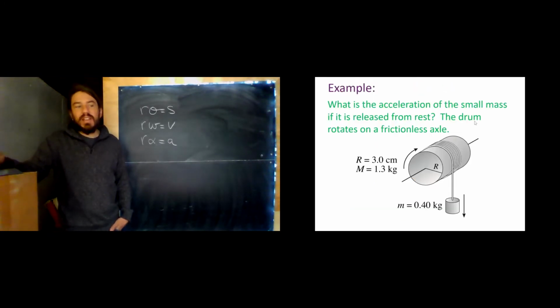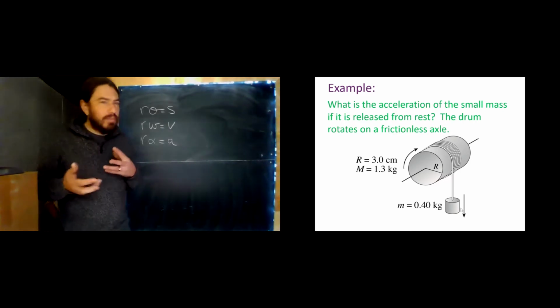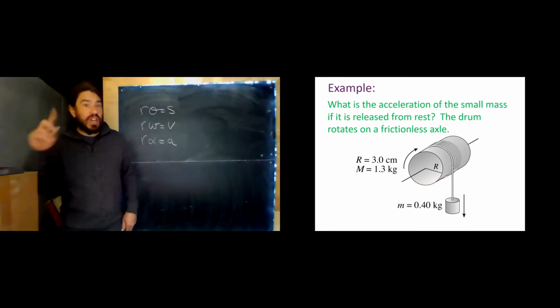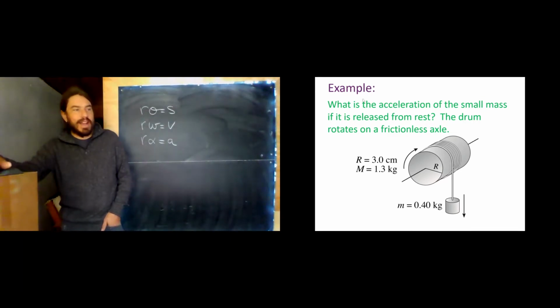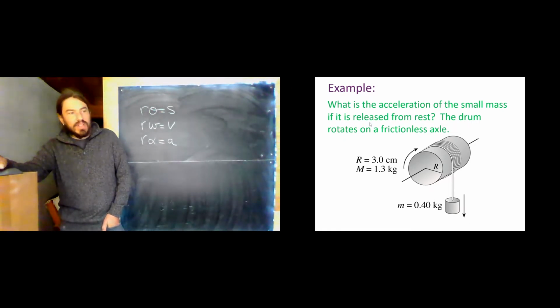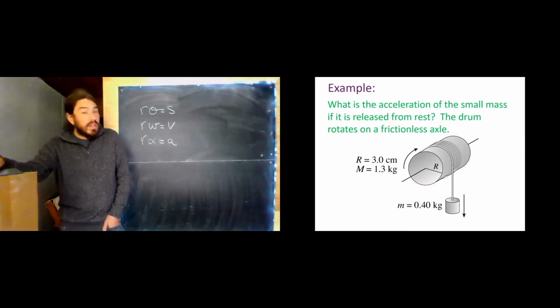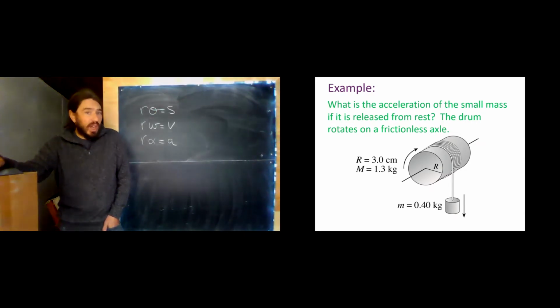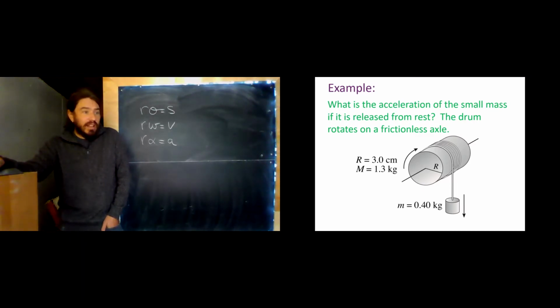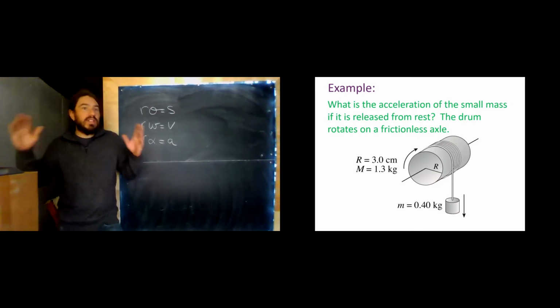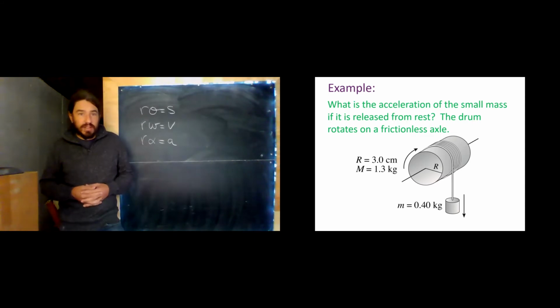So notice in this case we have a cylinder and a hanging mass. So we're kind of combining Chapter 5 problems and Chapter 7 problems. In this case, I'm asking, what is the acceleration of the small mass if it is released from rest? The drum rotates on a frictionless axle. This is kind of a tricky problem, but we have all of the skills we need. I like this problem because it assimilates a whole bunch of the skills we've already learned in this class.